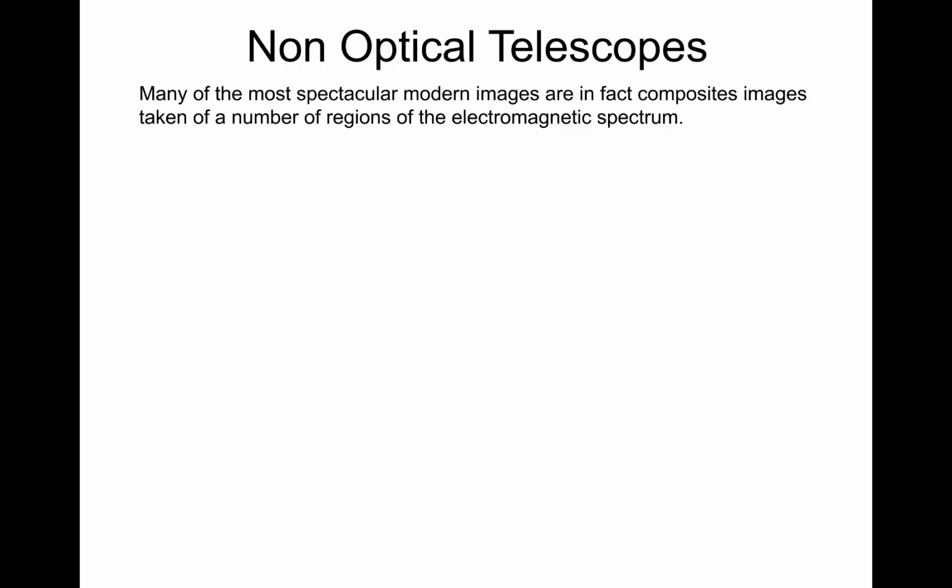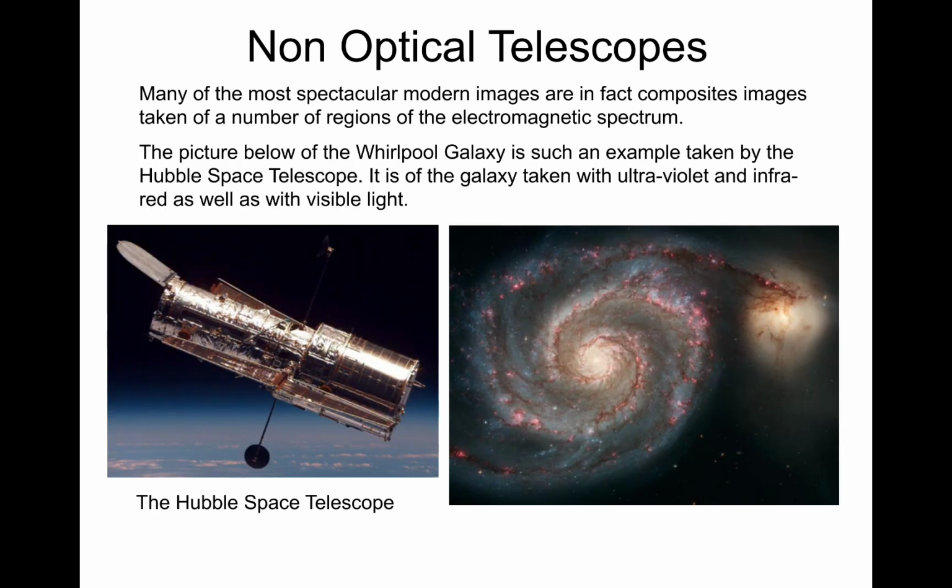So many of the most spectacular modern images are in fact composites, images taken from a number of regions of the electromagnetic spectrum. So the picture below, the Whirlpool galaxy, is such an example taken by the Hubble Space Telescope. It's of the galaxy taken with ultraviolet and infrared, as well as with visible light.